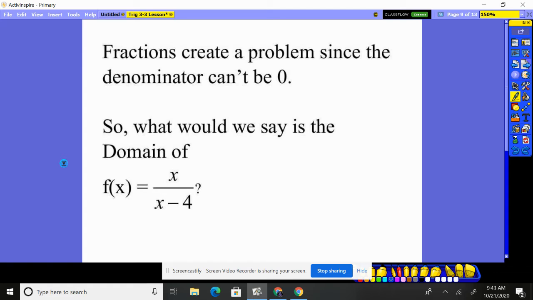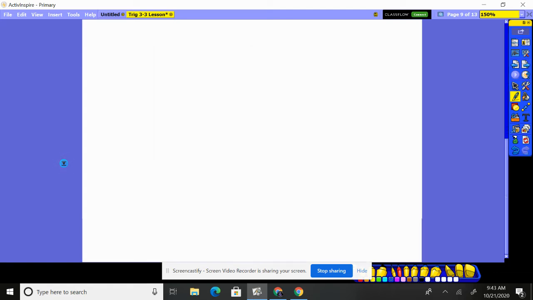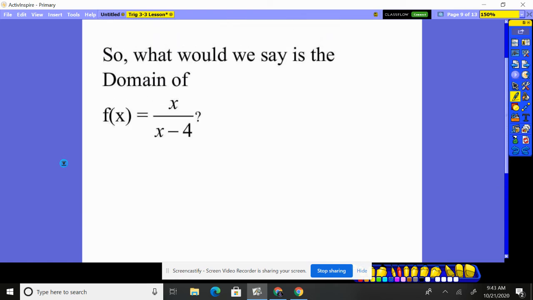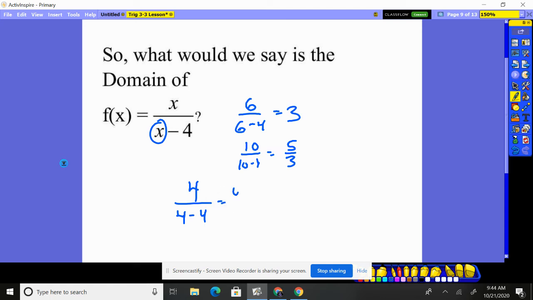So what would we say is the domain of this function, x divided by x minus 4? Oops, I scrolled a little too far. I can plug anything in there. 6 would work. I mean, I could do 6 divided by 6 minus 4. That's 6 over 2. That gives me an answer of 3. I could plug 10 in there. I'd get 10 over 10 minus 4, which is 6, which should give me 10/6, which simplifies to 5/3. But wait a second. I could plug anything in there except for one problem. What if that guy's a 4? 4 over 4 minus 4 is 4 over 0.